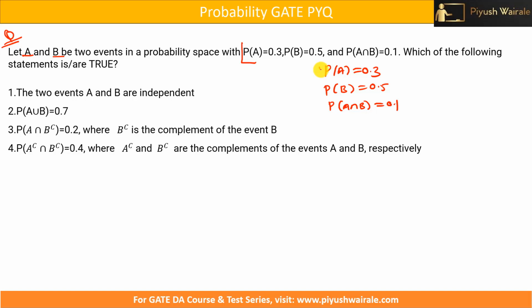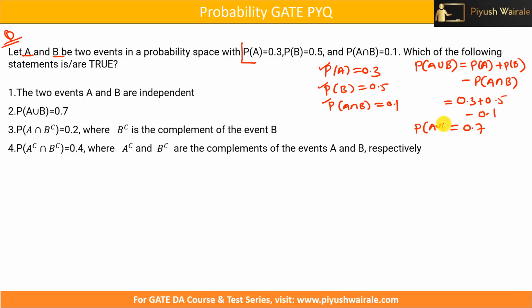So we know probability of A, we know probability of B, we have probability of A intersection B. Can we find probability of A union B? We have discussed the formula in the previous video. That is probability of A plus probability of B minus probability of A intersection B. So what will I get? 0.3 plus 0.5 minus 0.1, which is 0.7. So probability of A union B is 0.7. So option number 2 is correct.